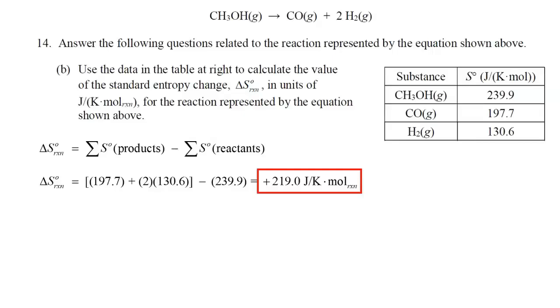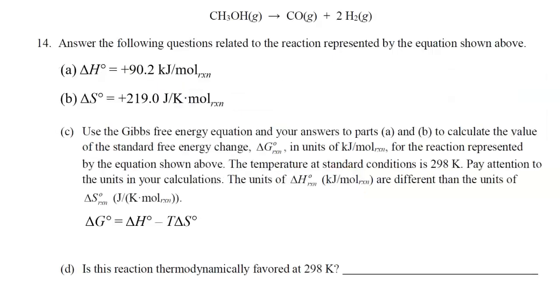So now that we have our delta H from part A and our delta S from part B, we're going to use those values and the Gibbs free energy equation to calculate delta G. Let's not forget about the units. So we have delta H, which is in units of kilojoules per mole of reaction. We have delta S, which is in units of joules per Kelvin mole of reaction. Let's divide by 1,000, like we did in questions 12 and 13. So the value for delta S with the proper units would be positive 0.2190 kilojoules per Kelvin mole of reaction.